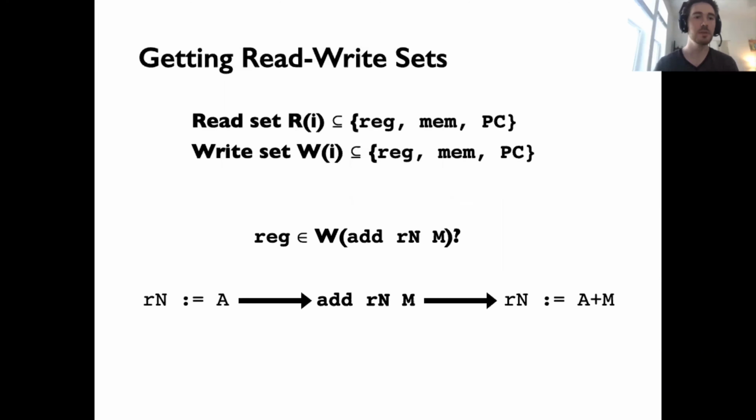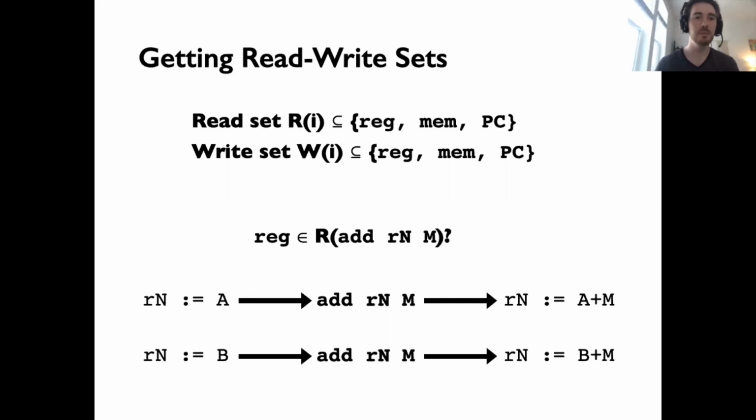JITsynth computes the read and write sets for each instruction by using symbolic execution. To determine whether or not a state attribute is in the write set for an instruction, JITsynth executes the instruction over an arbitrary symbolic state and determines if the instruction could change the state value. If so, then the state attribute is part of the write set. In this case, m may be non-zero, so reg is in the write set.